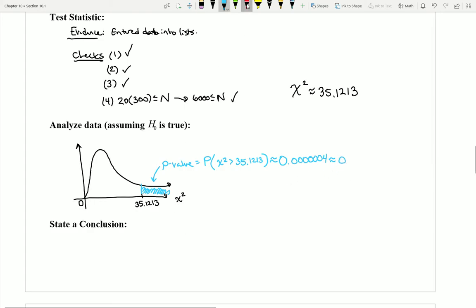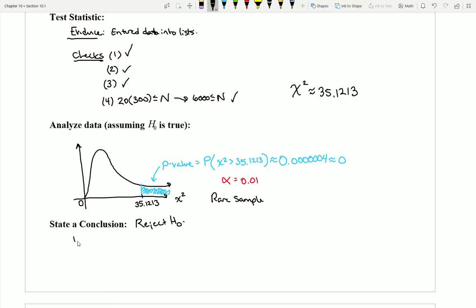If I round that to 4 decimal places, that's roughly 0. So when I compare this with my value of alpha, like we always do on every question with hypothesis tests, I can see that on this question my alpha was given as 1%, and clearly I have a p-value that is lower than my alpha. So it's apparent now that I have a rare sample. And whenever we have rare samples, remember that's good reason to reject H0. So here would be my conclusion.